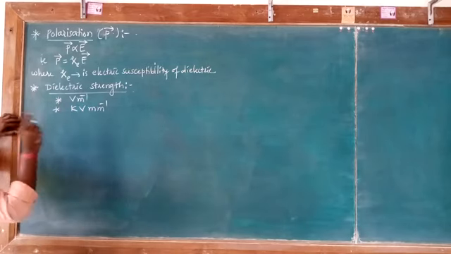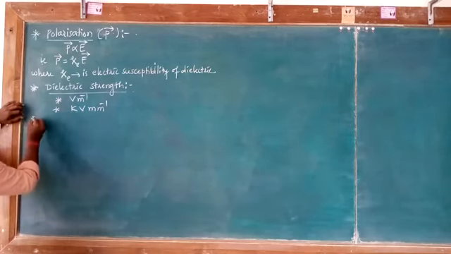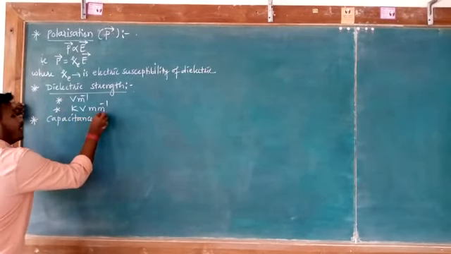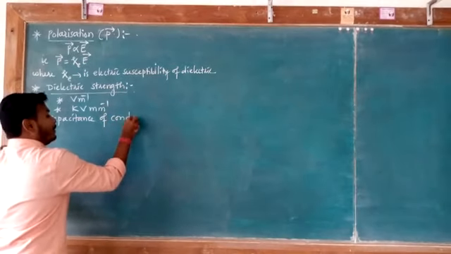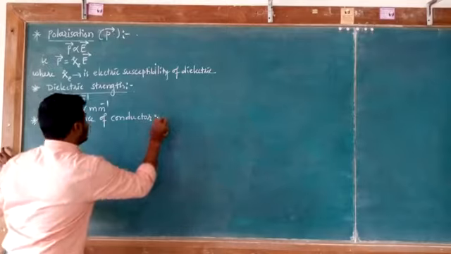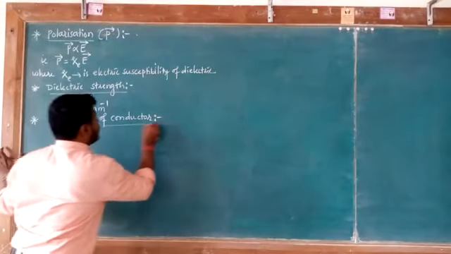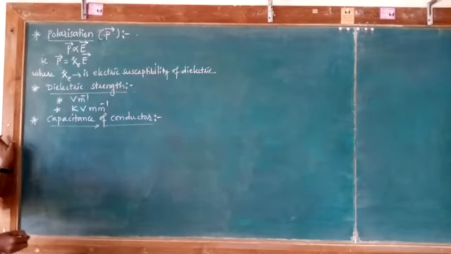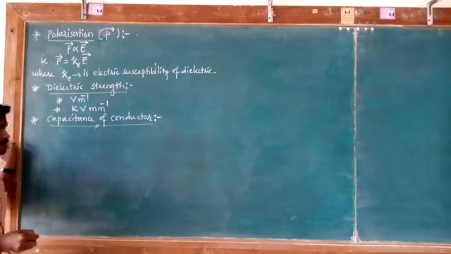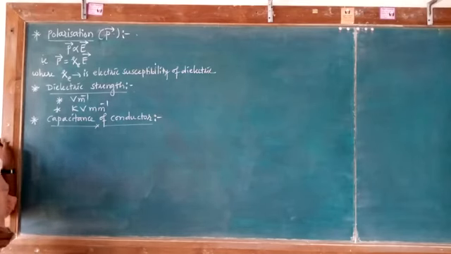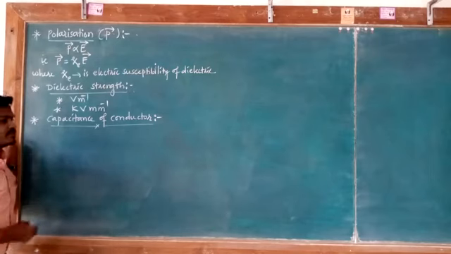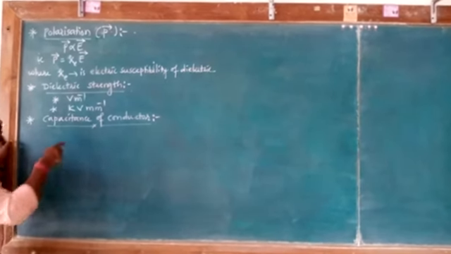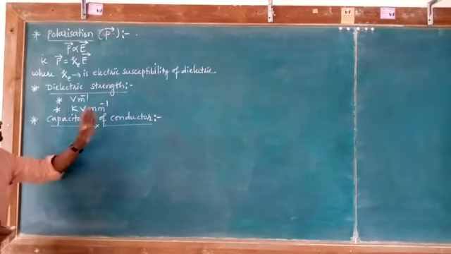In the same way, from your syllabus point of view, the next term is the capacitance of a conductor. Basically, as we all know, a conductor means a substance which allows electric charges to move very easily, or a substance which is used to carry electric charges from one place to another. The examples of conductors are platinum, gold, silver, etc.